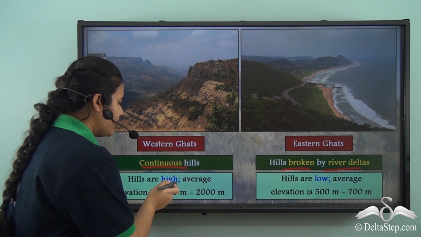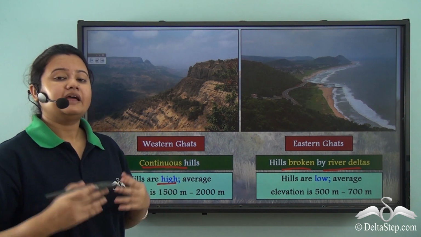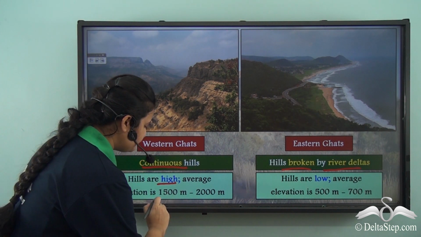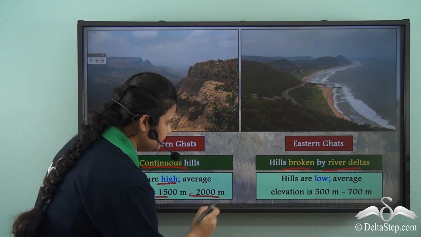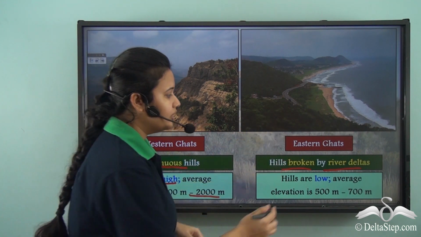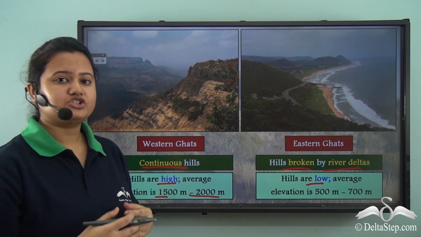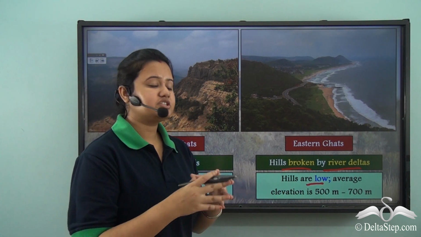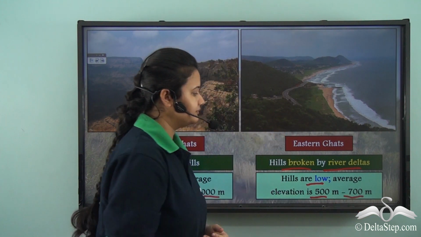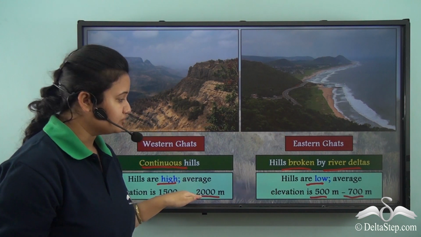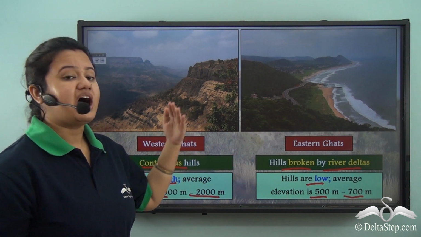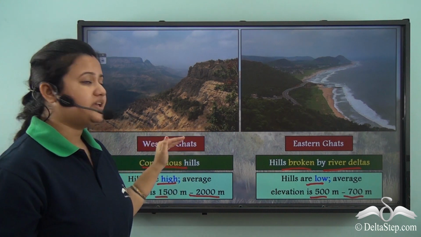Western Ghats are comparatively higher, and the average elevation of Western Ghats ranges between 1500 to 2000 meters, whereas Eastern Ghats are comparatively lower and the average elevation of Eastern Ghats ranges between 500 to 700 meters. So by comparing these two figures, you can understand that Eastern Ghats is almost half of the height of Western Ghats.